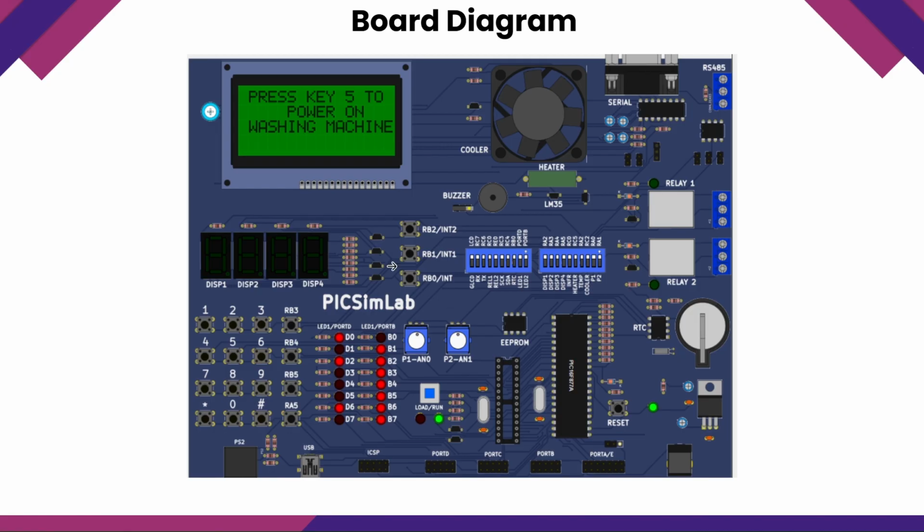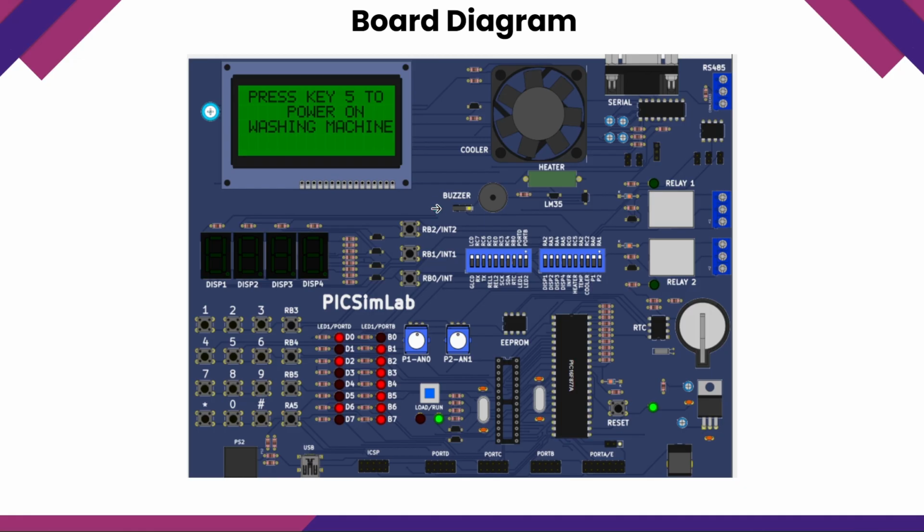The output section. The CLCD display is located at the top left, and it is connected to port D for data and port E for control lines RE2, RS, and RE1. It displays status like power on, washing, rinsing, spinning, or program completed. The fan is located at the top center labeled as cooler. It is connected to RC2, that is port C. The fan simulates the drum motor operation during the washing and spinning stages.